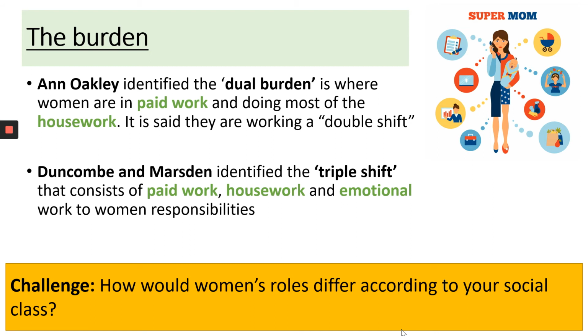And she was comparing this to men who are only really expected to do paid work. In her view, they're not expected to be in charge of the housework as well. So this is why she says that it's a burden for women, because they're having to do two jobs at once. Dunscombe and Marsden identified the triple shift. So this is where there are three parts of the burden. So the burden of paid work, the burden of doing all the housework, and then the burden of emotional work.